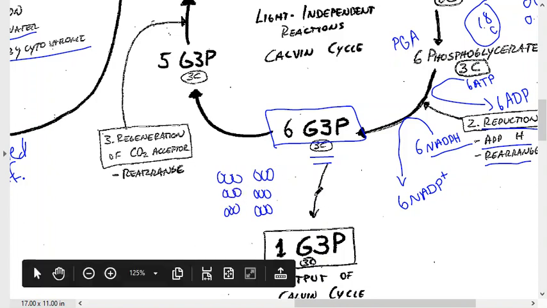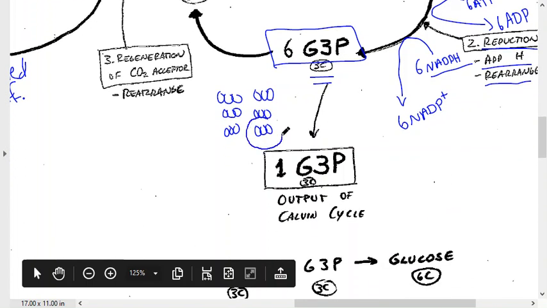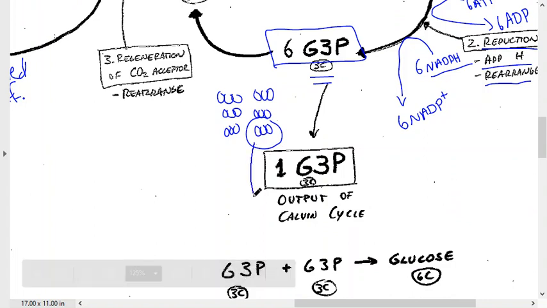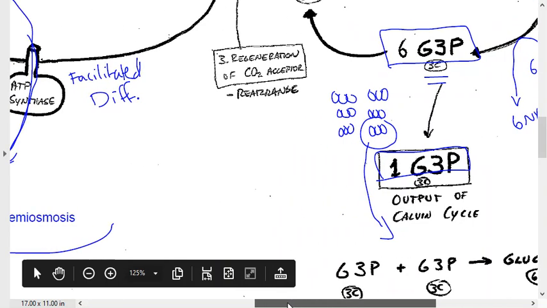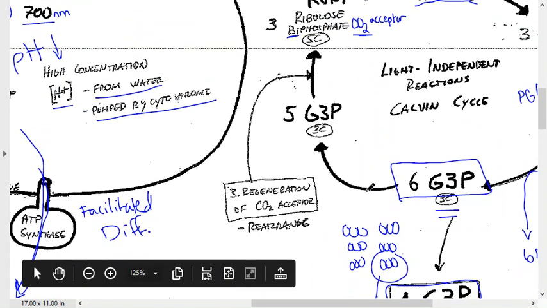And at this point, one of the G3P molecules is going to leave the Calvin cycle. One G3P is going to leave the Calvin cycle. The remaining 5 continue on because they need to replace ribulose bisphosphate.